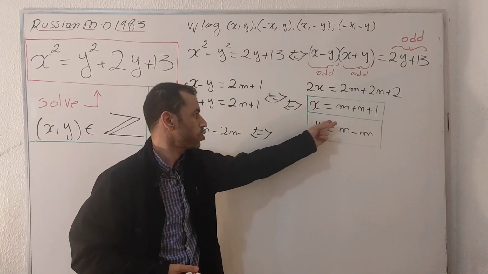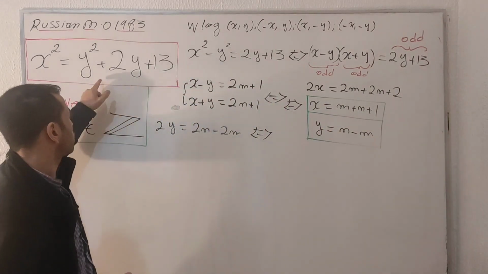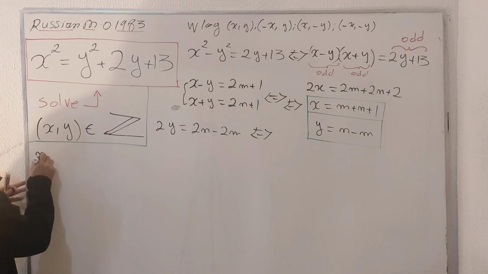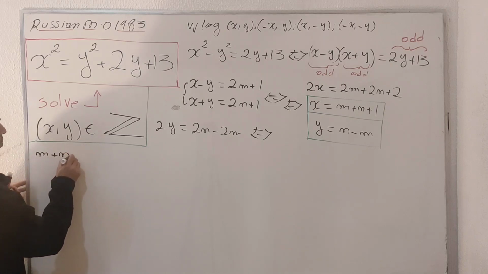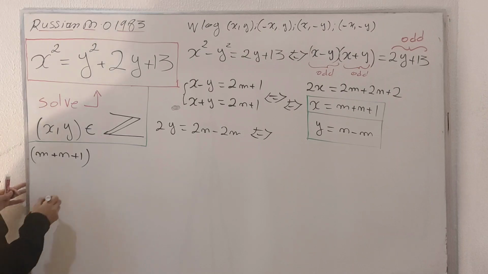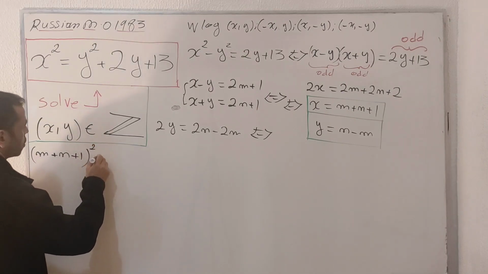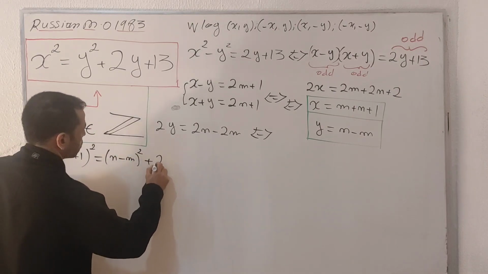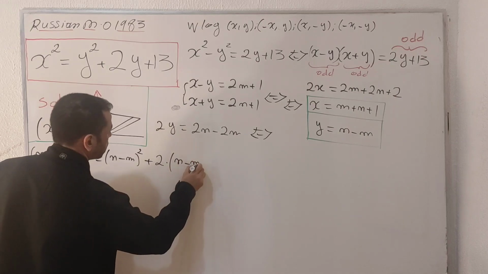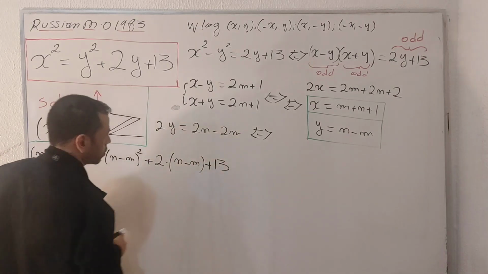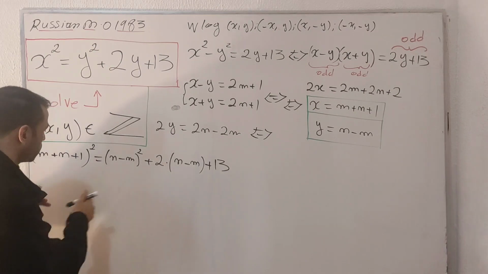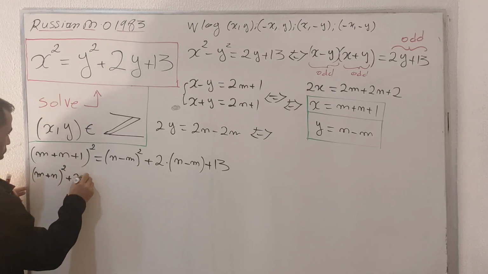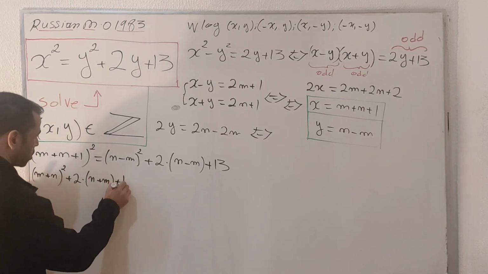Now I'm going to take these two found facts and insert them into the original equation to see what the expression is. So we will have m plus n plus number 1, by plugging x with this value, quantity squared equals n minus m quantity squared plus number 2 multiplied by n minus m plus number 13, okay? Now I'm going to factor out this expression. I will have m plus n quantity squared plus 2 times n plus m plus number 1.